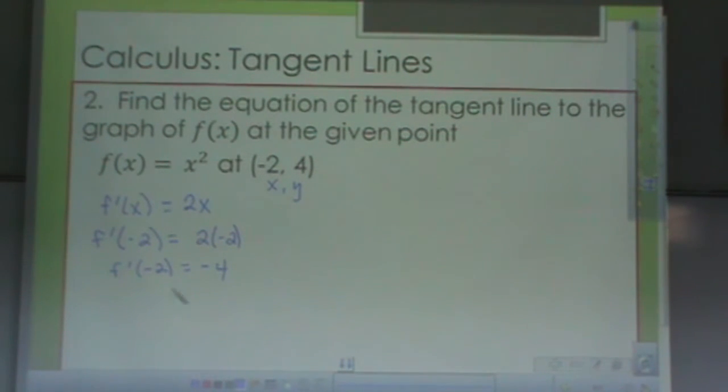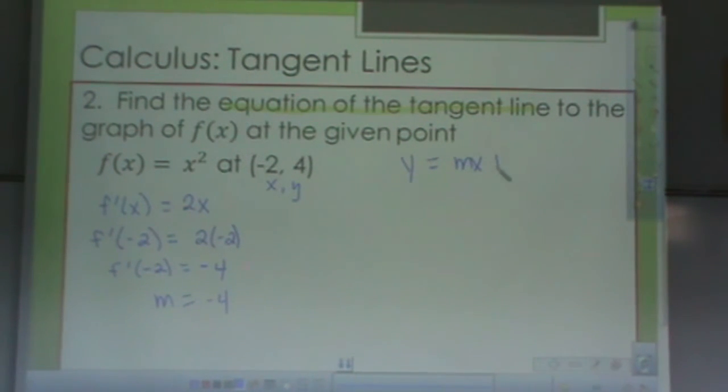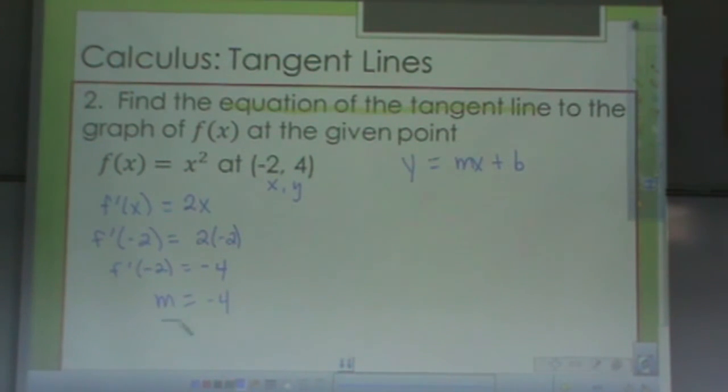If you remember from algebra, typically we use the letter m to represent slope. And if we're going to write an equation of a tangent line, I'm going to use the slope-intercept form of an equation of a line, which is y equals mx plus b. Luckily, I do have an m, I do have a slope, and I do have a point, so I also have an x and a y. So I have 3 numbers I can substitute into this equation to find my b, or my y-intercept.